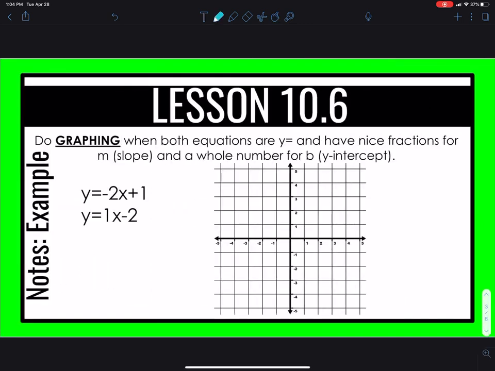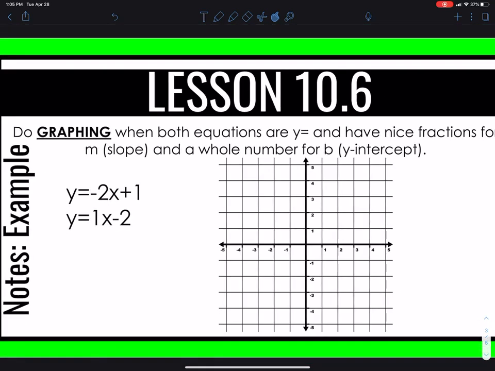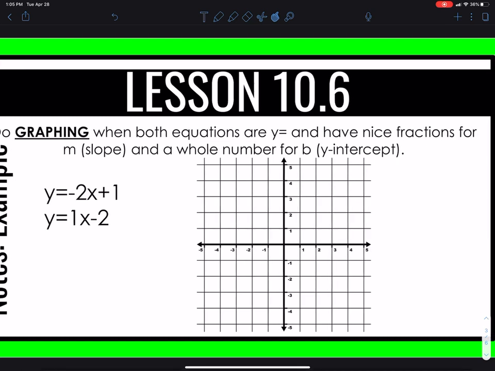Next, you learned about graphing. Graphing is when you take your two equations and plot them on a graph. You use graphing when both equations are set equal to y, and they have nice slopes and nice y-intercepts, and we can just plot them nicely. So here, let's plot this top one: y equals negative 2x plus 1.